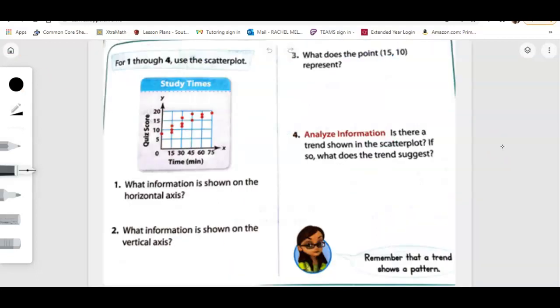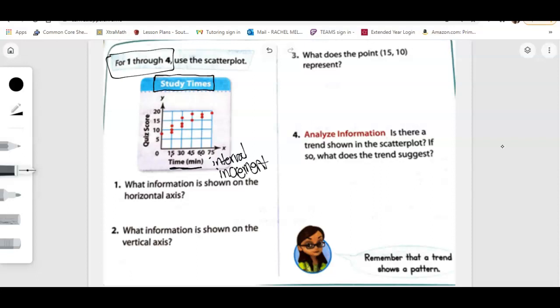All right, so we are going to use this scatter plot for 1 through 4. So before we look at our questions, we break it down just like any other graph. So we always look for our title. So look at that, study times. We look for our labels. The x-axis is time in minutes. And I can see that every tick mark is going by 15 minutes. Remember that's called an interval. Another word for that is increment.